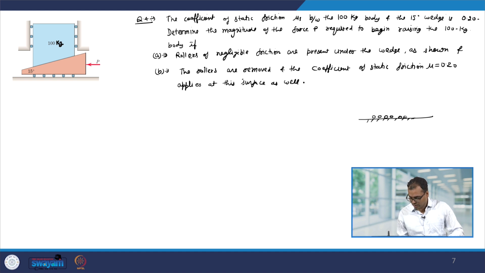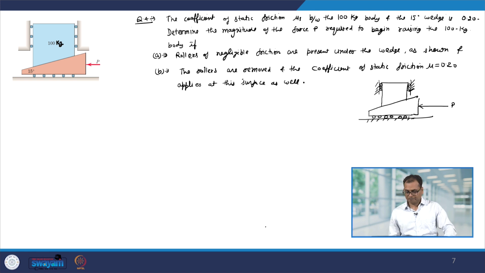So, here we have these rollers and we have a block which is being raised by applying a force P. The weight of this block is 100 kg. Let us call it block A and let us call it block B. So, in the question statement we are asked to find out what is the value of P so that the 100 kg block is getting lifted.